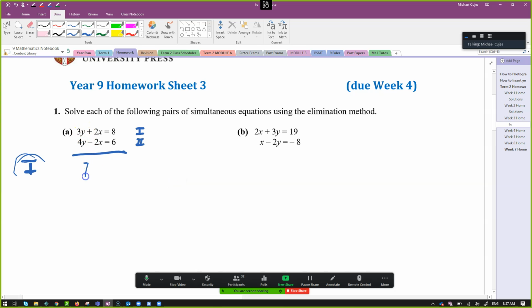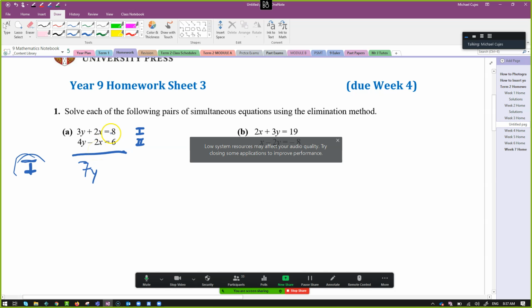4y plus 3y is 7y. Plus 2x minus 2x, that equals 0. 8 plus 6 equals 14. Dividing each side by 7, I am going to get y equals 2. So I've got one solution, I'm not done.